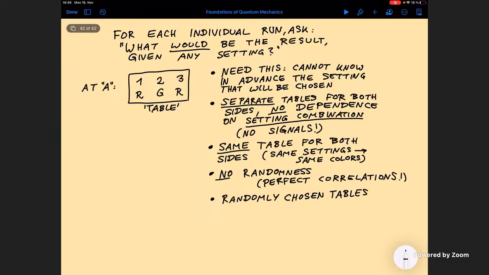Yeah, so sorry. When I say no randomness, I mean no randomness in outcomes for given settings. There's another question. So different objects in our little example before, squares, circles, etc., correspond to different tables. Yes, that would be true.